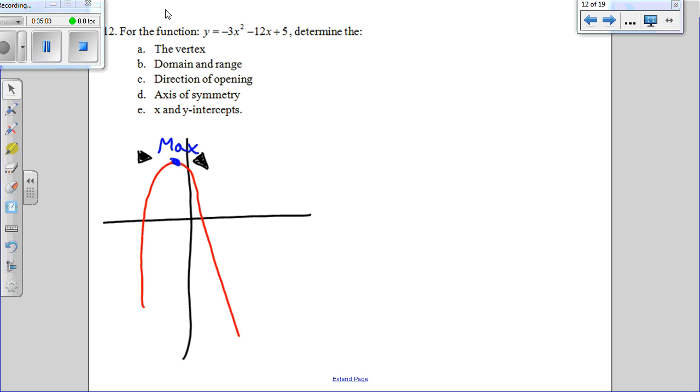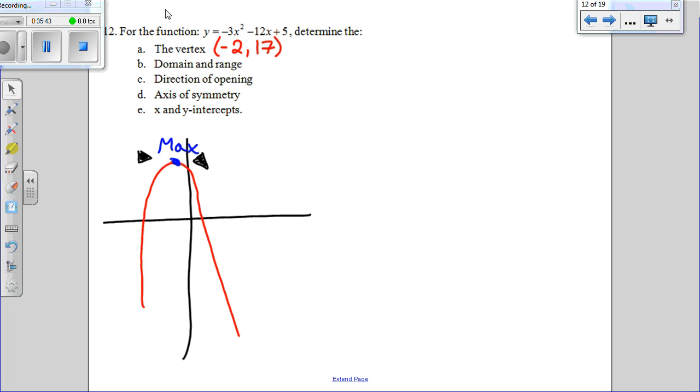So I went second trace max, I picked my left, I picked my right, my arrows matched up, I hit enter. My maximum is at negative 2, 17. Mine actually said negative 2.00000001. Round that. Did anybody get negative 1.9999999? Yeah, that's possible too. Round those things, right? So if it's something ridiculous, like a repeating number forever, round.